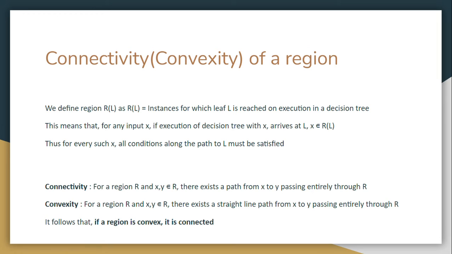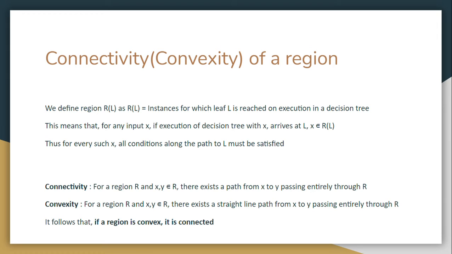Moving further, let's explore connectivity of a region, and with that the convexity of a region. Okay, so first let's define a region R of L as the instances for which leaf L is reached on the execution in a decision tree. That means that for any input X, if the execution of the decision tree arrives at a leaf L, that instance X will belong to the region R of L.